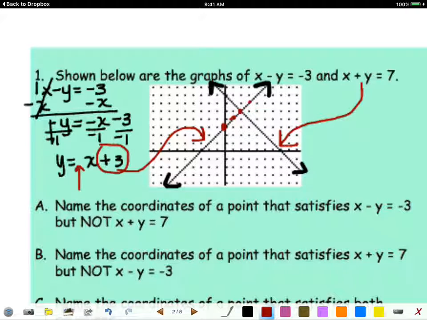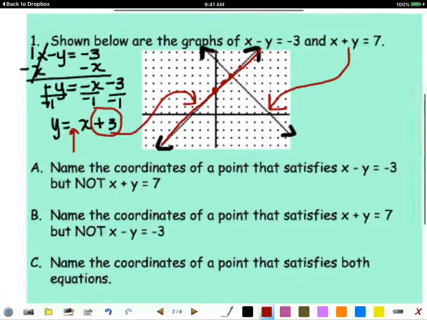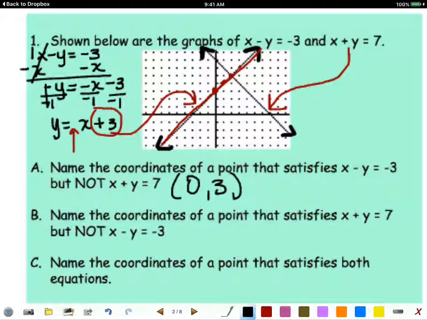Okay, so part A said name the coordinates of a point that satisfies this one, this red line, but not the other. So basically a point that would only be on that line. Raise your hand if you could give me a point that is only on that line I just highlighted in red, because that's the one that is x minus y equals negative 3. Bryson? 0, comma 3. Yeah, 0, 3. That point is only on that line. That point is not on the other line, the black line.